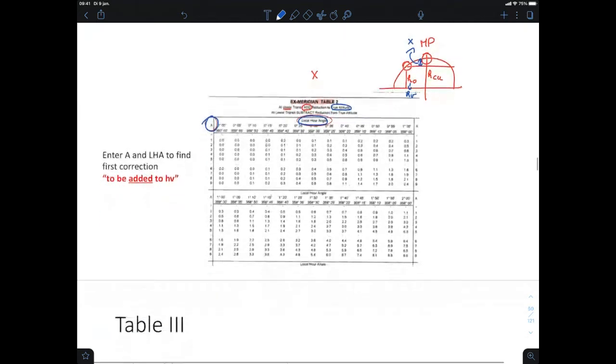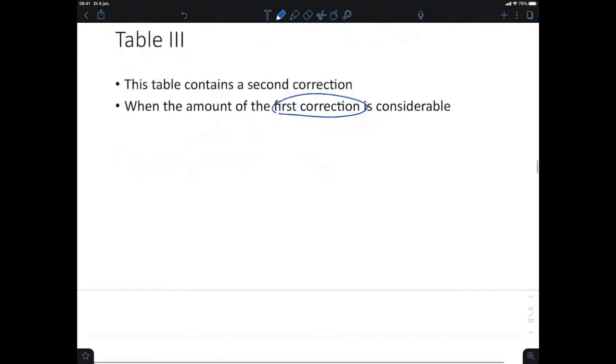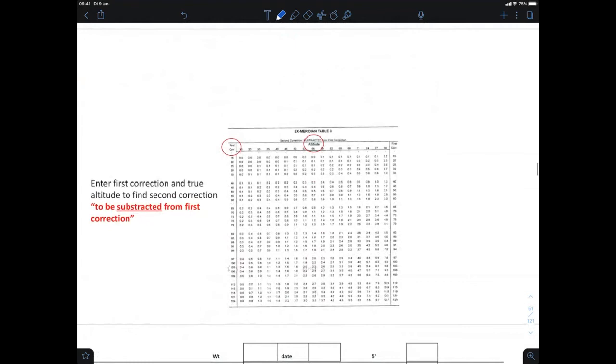So this is what you find in table 2, and then table 3 contains a second correction, but that is only to be used when the first correction is above a certain value that you can see here. When it's more than 15 minutes, depending on the altitude of your observation and your first correction, you will find a second correction, which always needs to be subtracted. So that's what I told you.